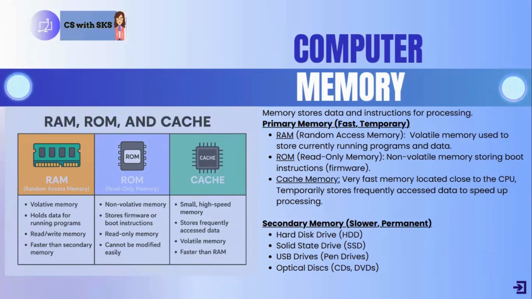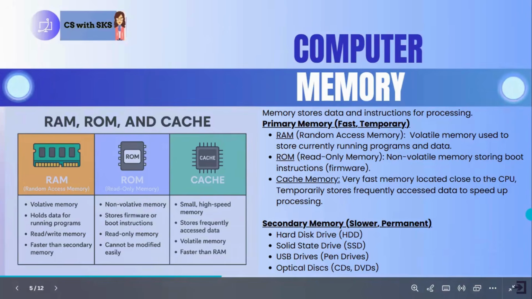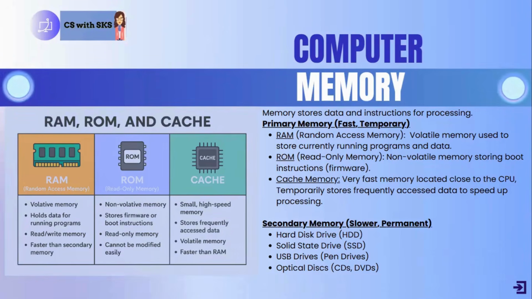There is also a very fast small memory called cache memory. This memory is located close to CPU, and it temporarily stores frequently accessed data to speed up the processing. Then comes secondary storage or secondary memory. All the portable hard disk drives, USB drives, your CDs, DVDs, all these come under secondary memory.